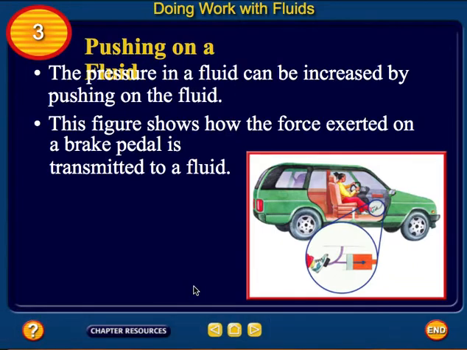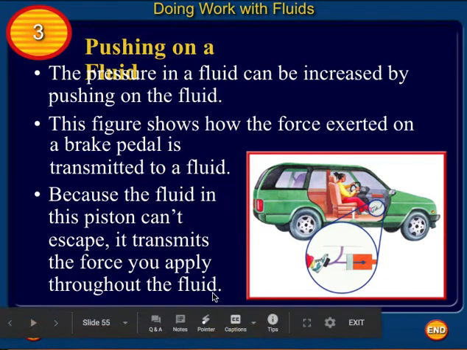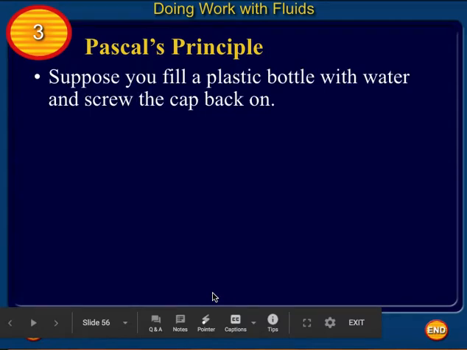Now, this is a property of fluids that we're going to learn is an applied science, because we know that if you apply pressure to one part of the fluid, it applies pressure throughout. Because the fluid in the piston can't escape, it transmits force that you apply throughout the fluid. This is called Pascal's principle.